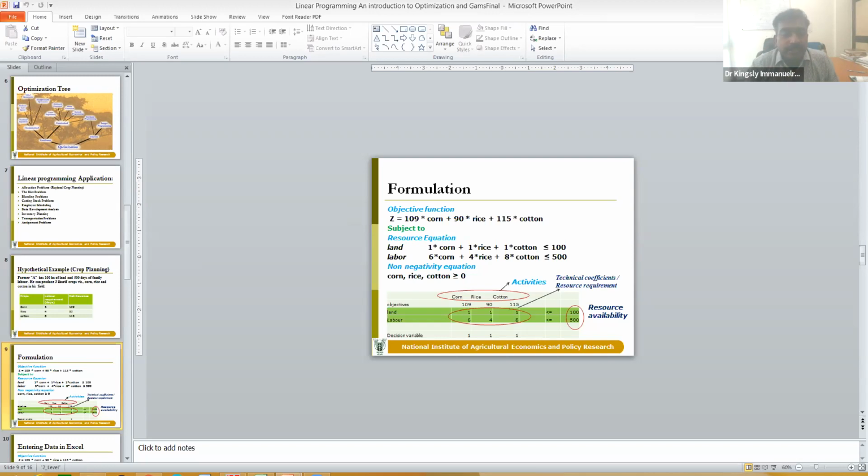Then comes the non-negativity equation. The objective is that we cannot allocate area in minus. That means our area allocation should be either 0 or positive. It can never be negative.